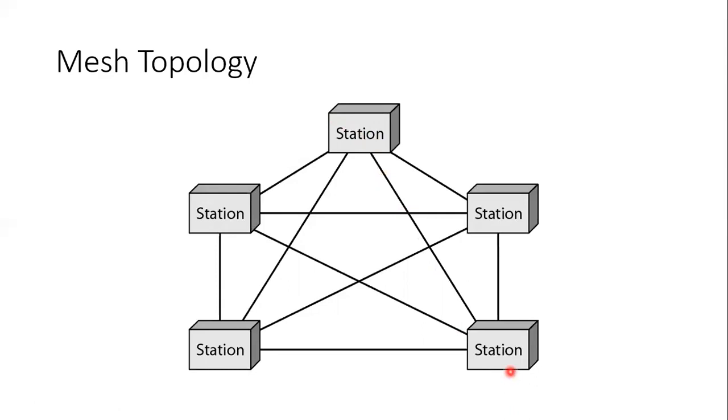So here, to find the number of physical links in a mesh network with n nodes. For example, here 1, 2, 3, 4, 5. We have connected 5 nodes. Node 1 must be connected to n minus 1 nodes. So node 1 is connected, n means 5, 5 minus 1 is 4. So node 1 is connected to 1, 2, 3, 4. Like that. Node 2 is connected to n minus 1, 1, 2, 3, 4. Like that.